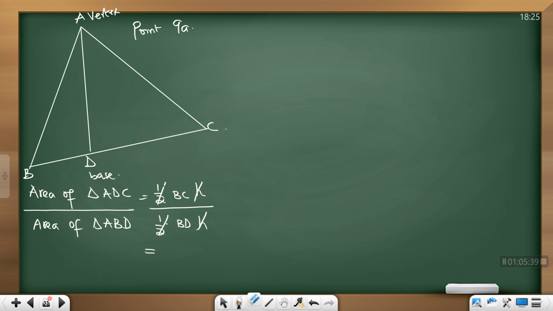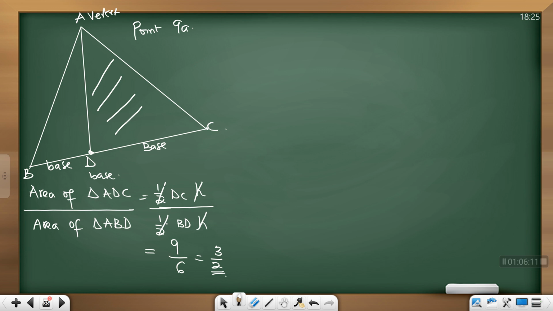Wait, no, ADC. Sorry, why do I make a mistake here? Because we're looking at this triangle, right? So DC is the base. Do we agree? And then on the left side, do we have DC? What was DC? 9. What was BD? 6. What's my answer? 3/2.